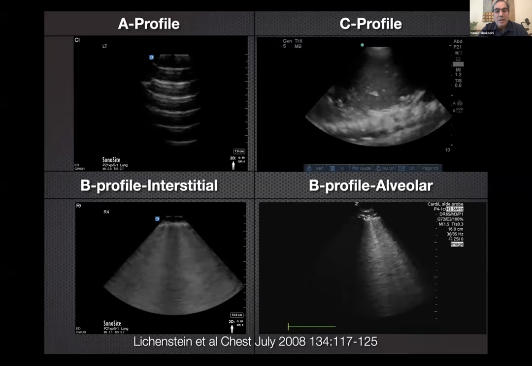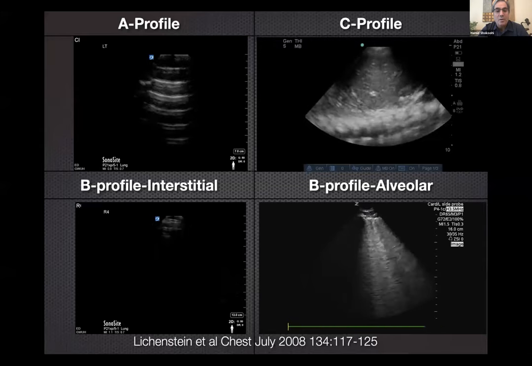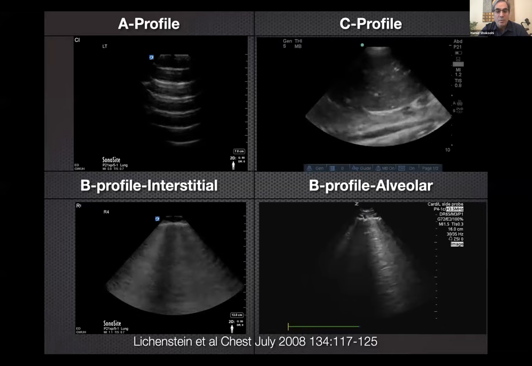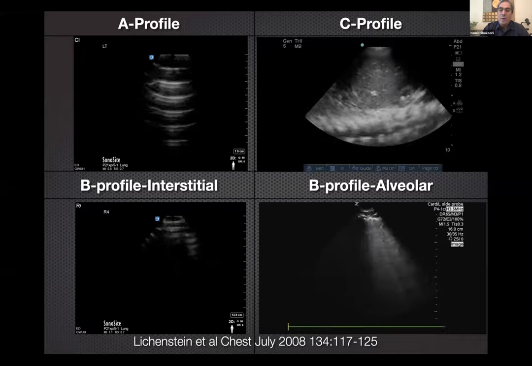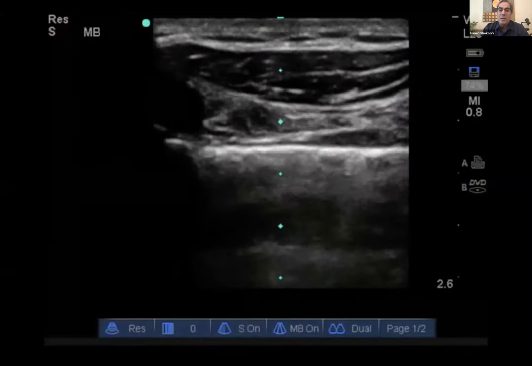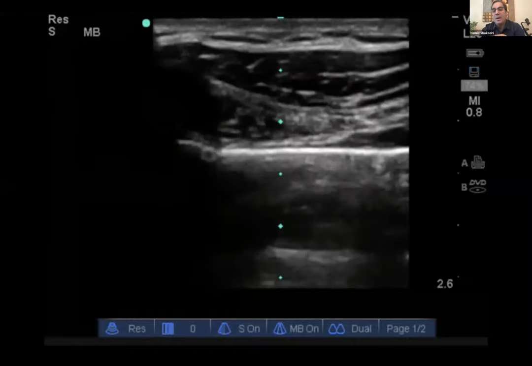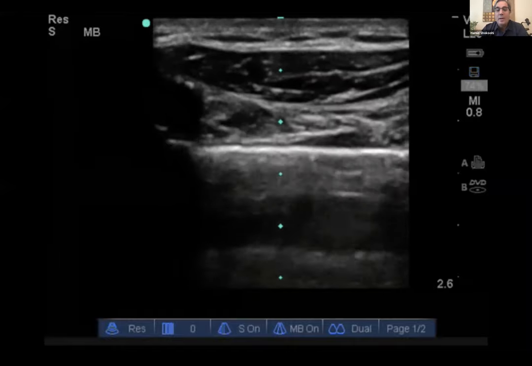I know it's hard and I do not try to really distinguish these two by any means. It's tough and maybe a little bit too early to talk about, but be mindful of this finding. This is the picture of the pleural line for somebody that has alveolar B lines.